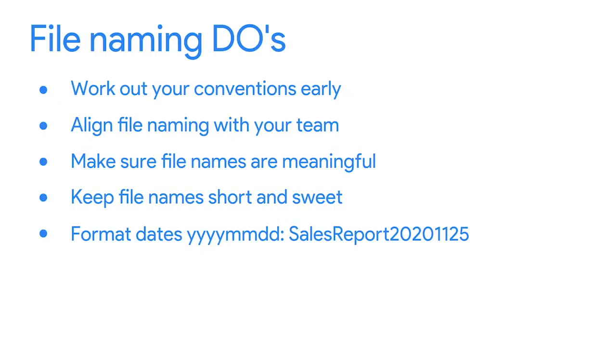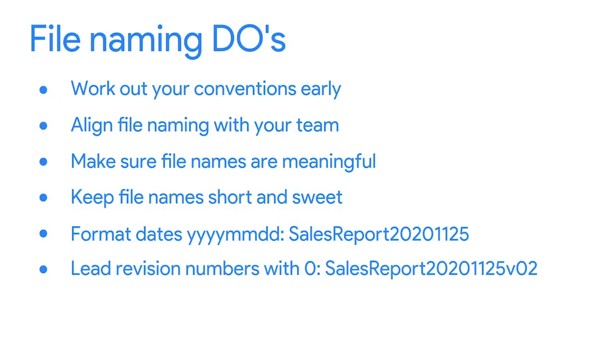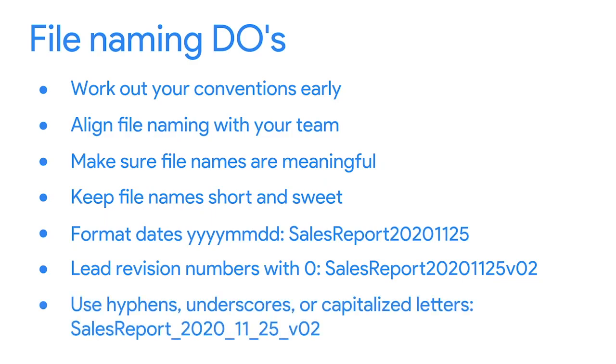And when you include revision numbers in a file name, lead with a zero so that if you run into double digits of revisions, it's already built into your conventions. And another good rule is to use hyphens, underscores, or capitalized letters instead of using spaces. Spaces and special characters might not be recognized by your software. Plus, avoiding spaces definitely makes it easier to work in SQL.